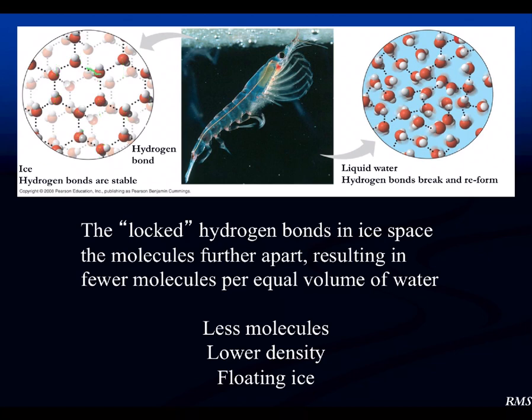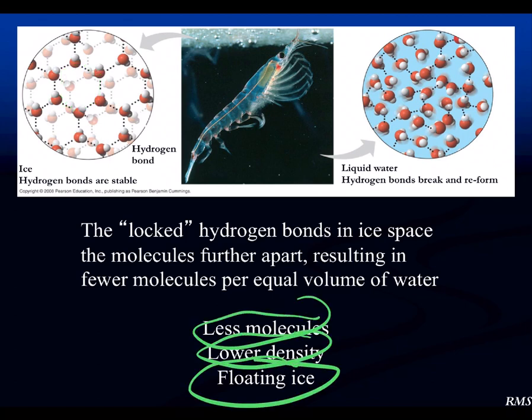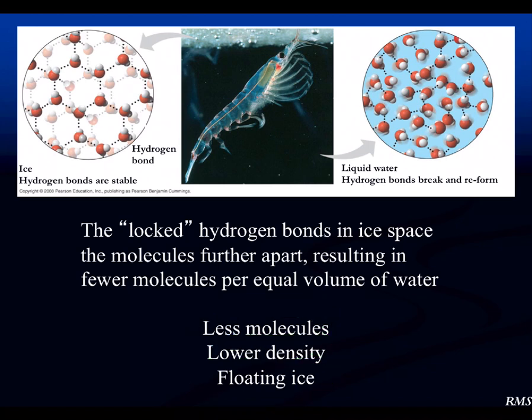So since they're spaced apart evenly, you can't get as many molecules together. Fewer molecules, lower density, ice floating. That's why ice floats. It's because of the order of those hydrogen bonds when water freezes. And you also have to know that at 4 degrees Celsius, water has its peak density, and that's the water that's going to sink down.